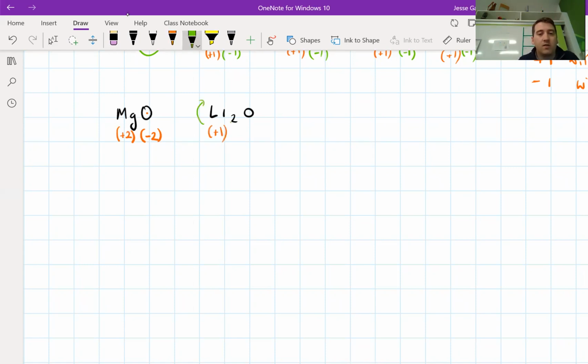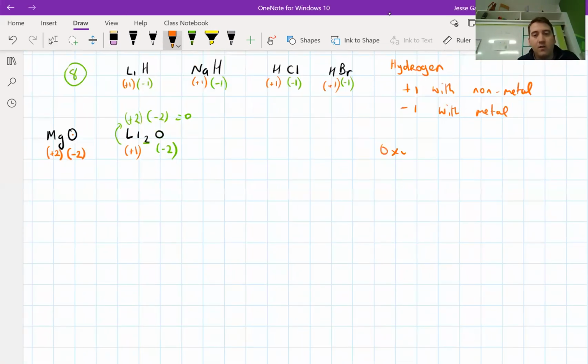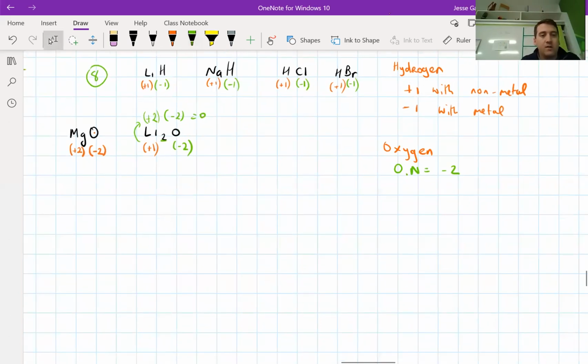Don't forget to do the totals up top because there's more than one of these. So the totals for lithium is oxygen has to be -2, so the sum equals 0. And again, oxygen is a -2. So a rule here for oxidation number equal to -2, usually. There are a few exceptions to this. Let me show you the exceptions.